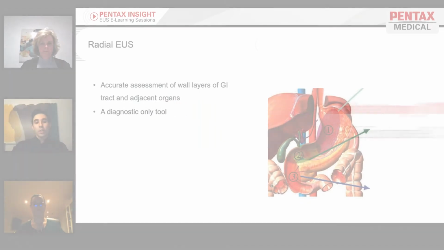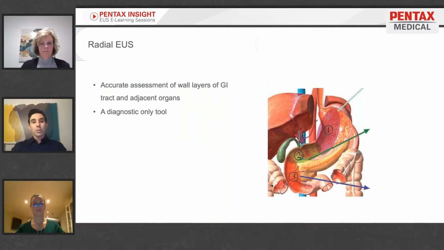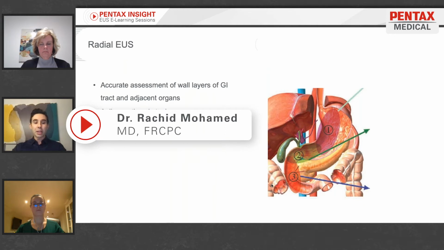So when we do the radial EUS, we talk about stations. When I'm teaching my fellows, I talk about doing stations when examining the upper GI pancreatico-biliary system. And why do we have stations?